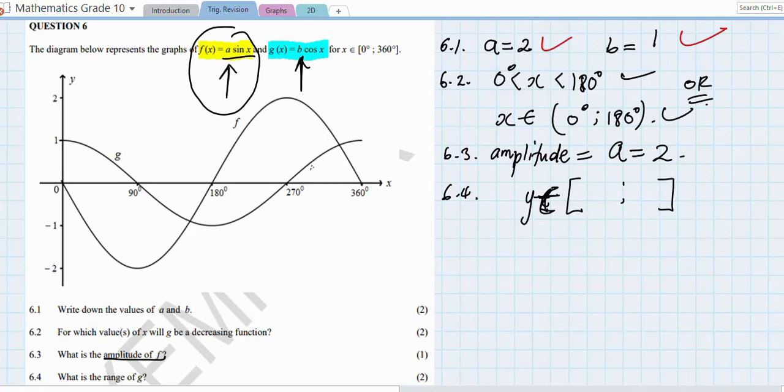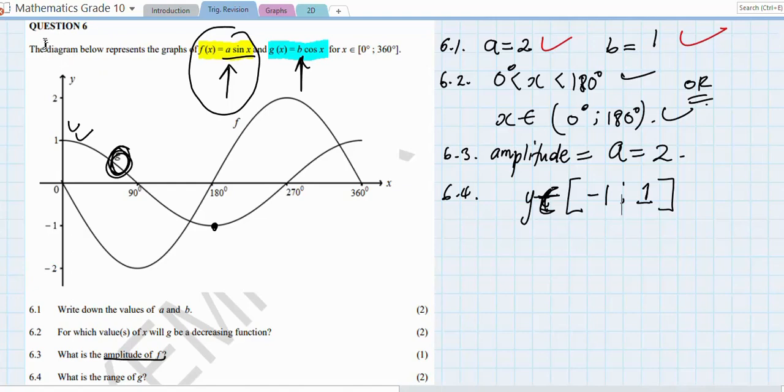Now, let's look at the graph of g. Here is the graph of g. The highest point it's ever going to touch is +1. So here on the right side, I write +1. And the lowest point this graph is ever going to touch is this one. So here at the beginning value, I write -1. Easy as that. Hope we all see that.